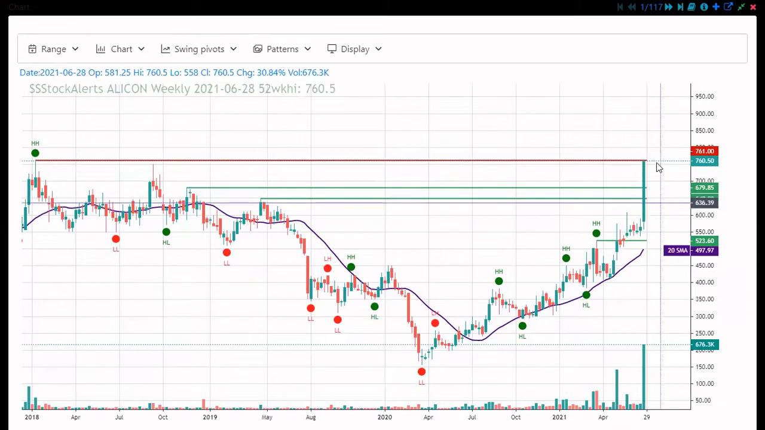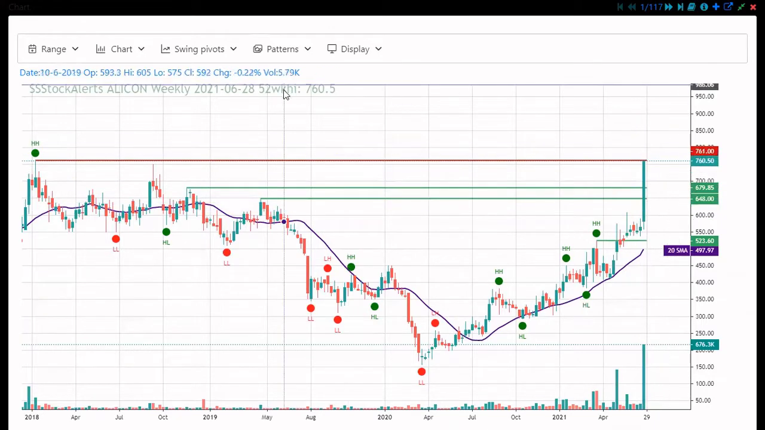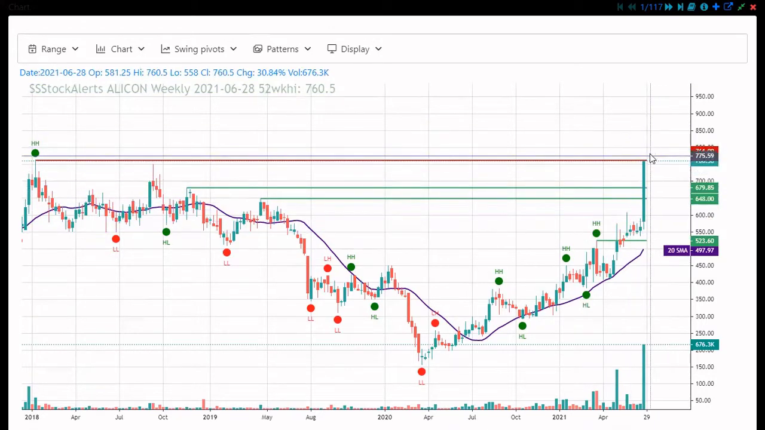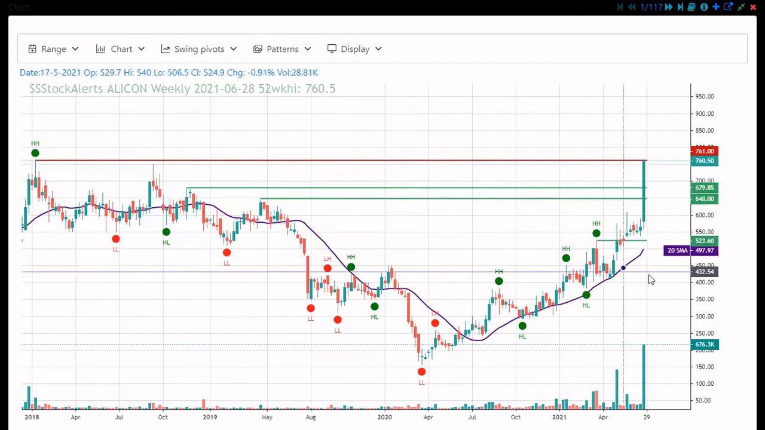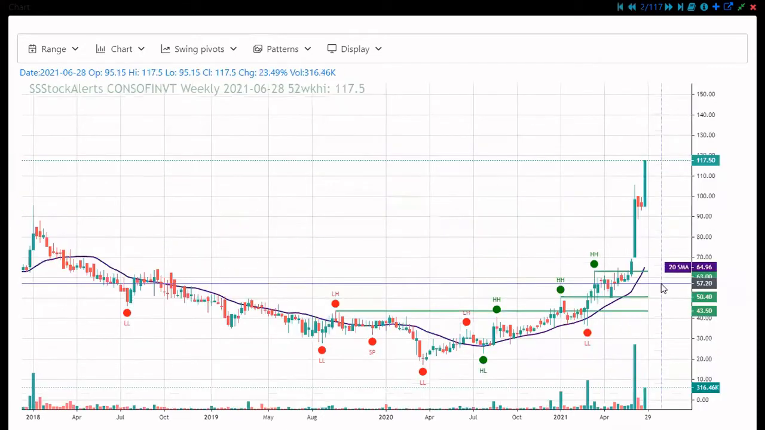So that's why we will not pick a stock with such a big candle height. A stock that has run 30 percent, or more than 15 percent, I usually will not pick. So we are not picking this one here, and we'll go to the next stock.